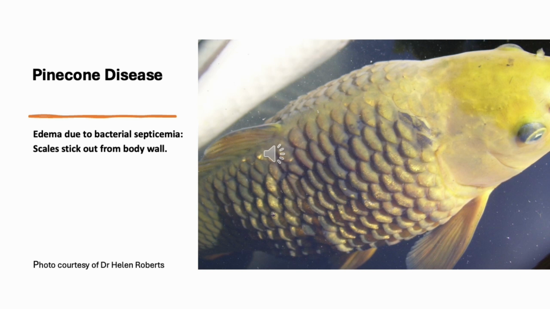Here's a great example of pinecone disease, a photo of a koi taken by Dr. Helen Roberts. And you can see how the scales are sticking out from the body wall, and the body is very rounded because it's full of fluid. This body is becoming edematous, meaning it's retaining fluid, and the abdomen has ascites, which is fluid accumulating in the abdomen. And this can be due to bacterial infections affecting the kidney, so the kidney is no longer excreting sufficient amounts of water.